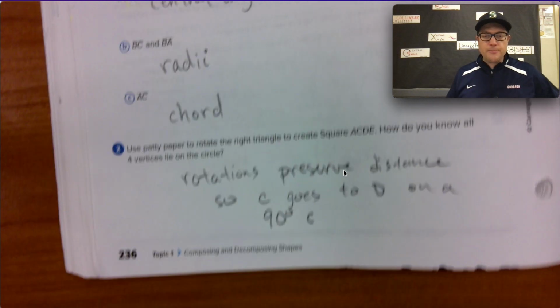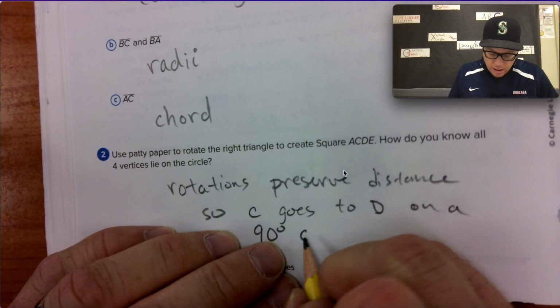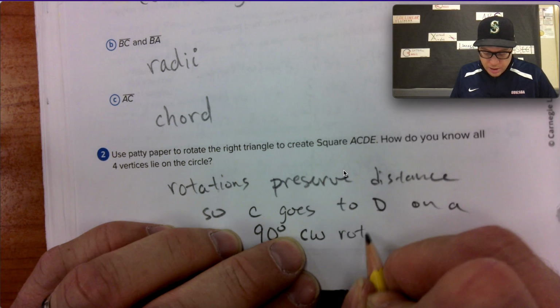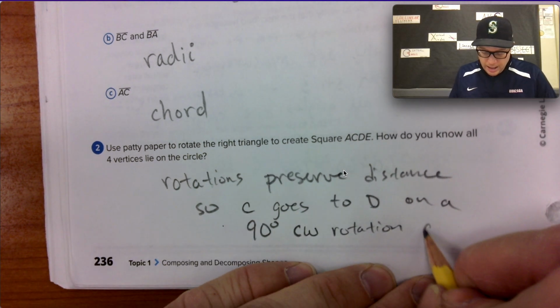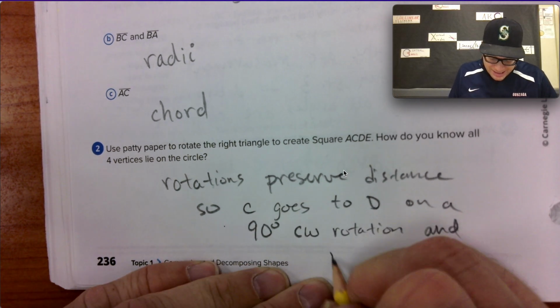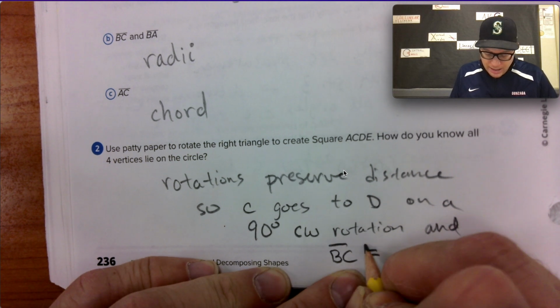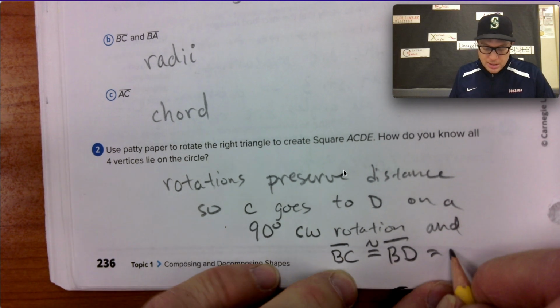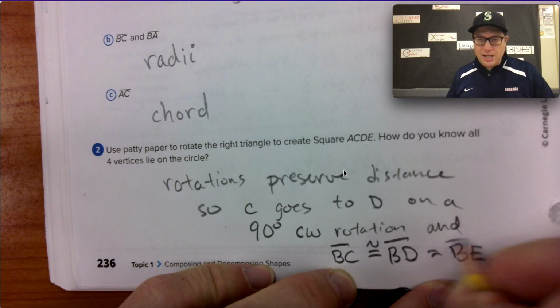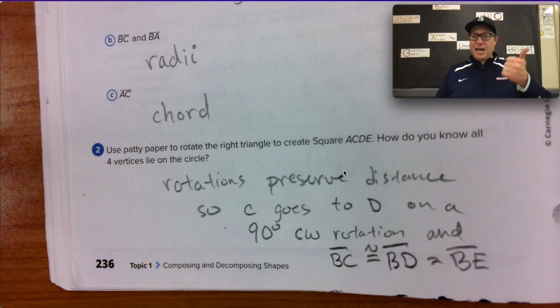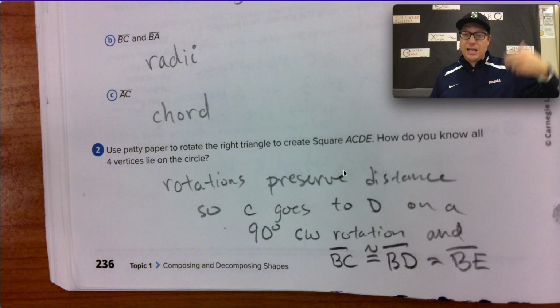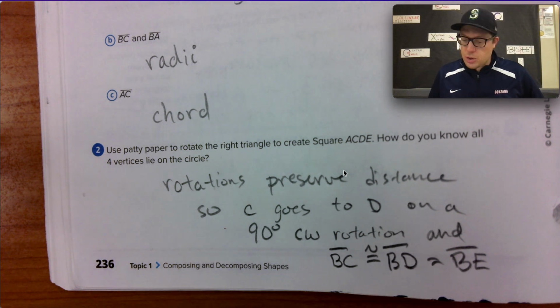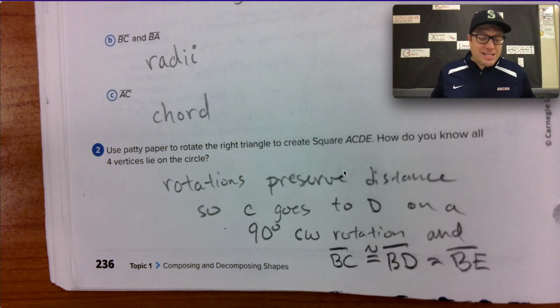Oh, you can't even see it. There it is. On a 90-degree clockwise rotation. And BC is going to be the same distance as BD, also the same distance as BE. So therefore, all of the points, A, C, D, and E, they all line up on the edge of the circle.